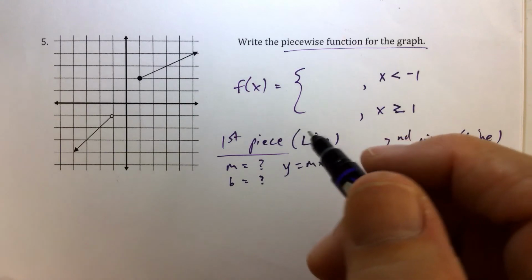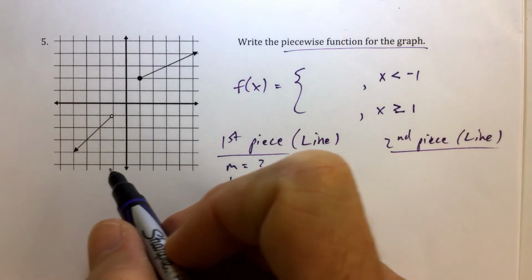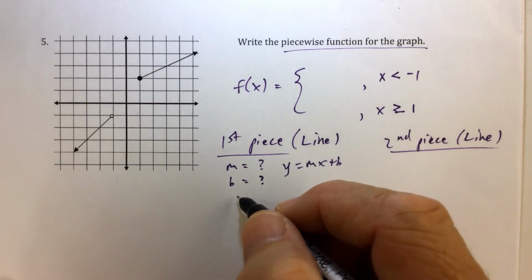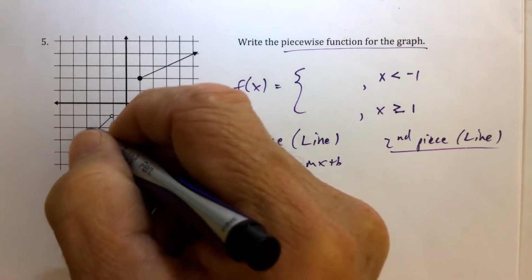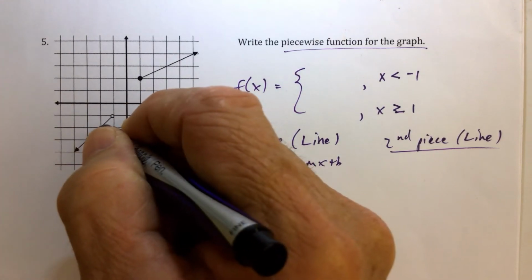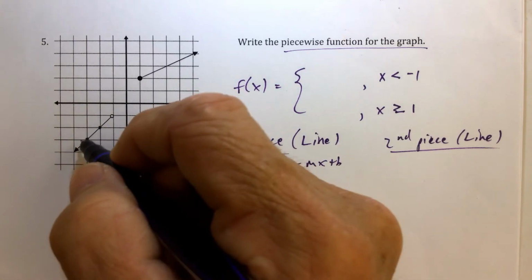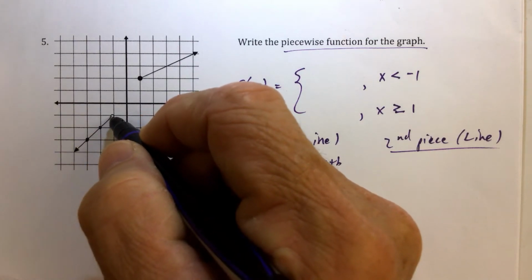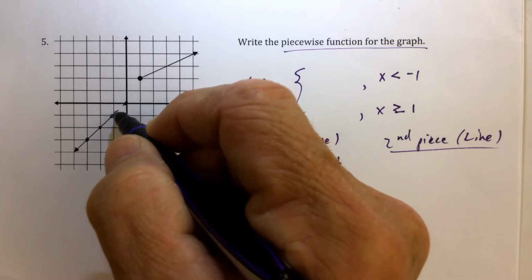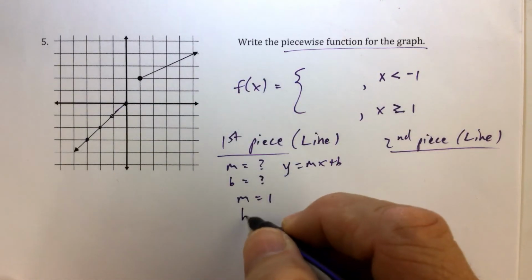And then all you have to do, again, is figure out, well, what's the slope? And the slope of the first piece would be up 1 and over 1. Just find 2 points on the line and find the slope. So slope is 1. Now, if you extended the line, it would have a y-intercept of 0. So you can do that.